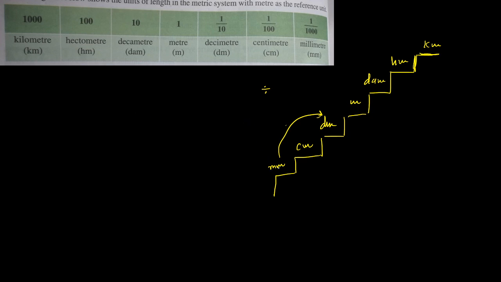So you have to go from millimeter to decimeter. How many stairs are you going up? Stair 1 and stair 2. So you have to divide by 100. If you are going up 3 stairs, you have to divide by 1000. If you are going 4 stairs up, you have to divide by 10,000.